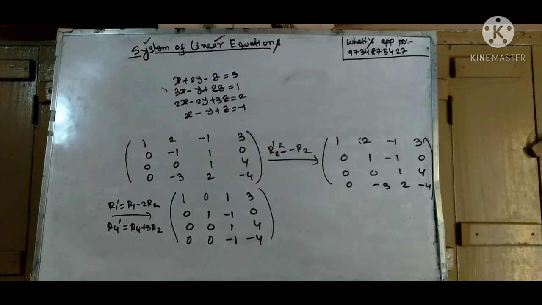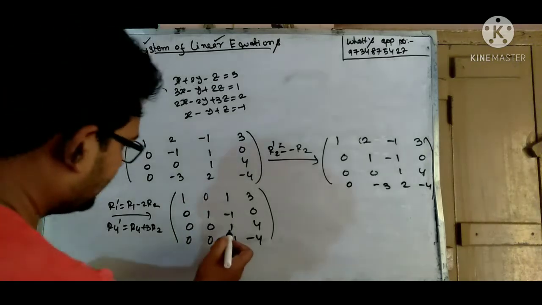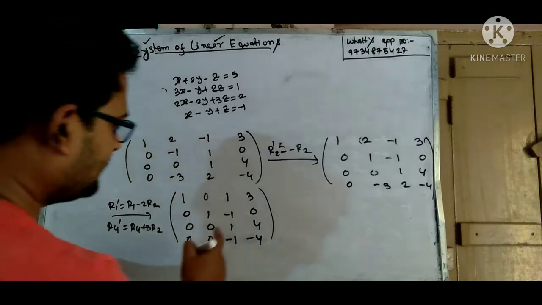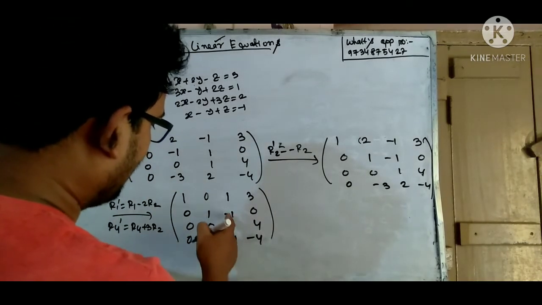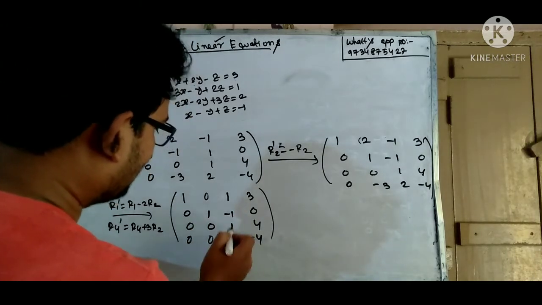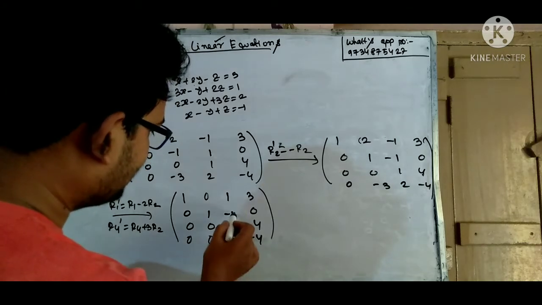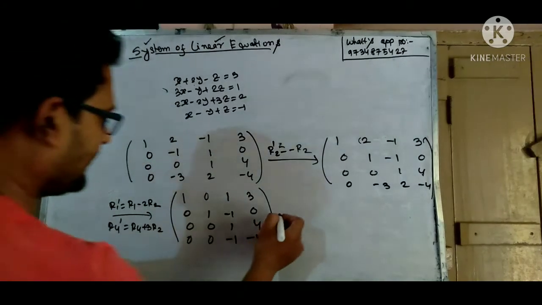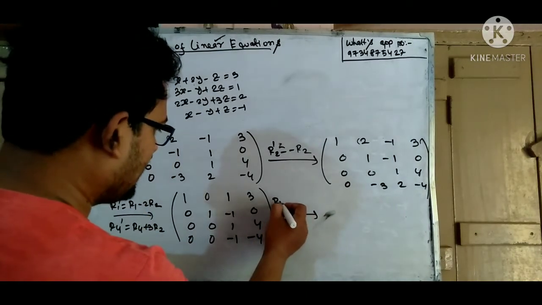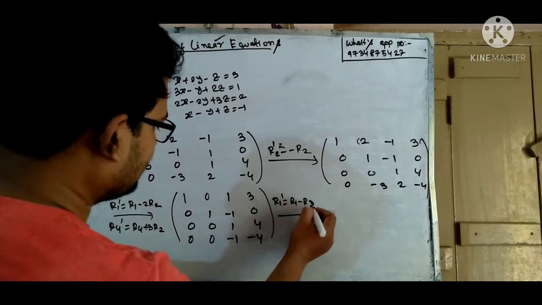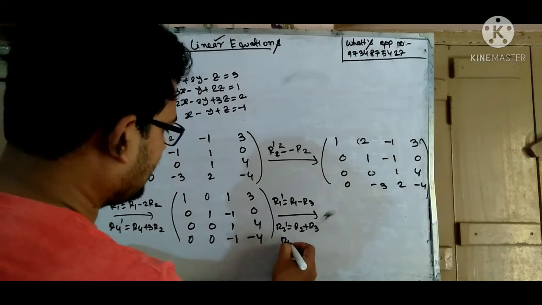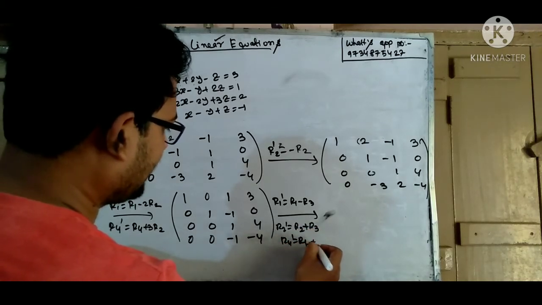Next, what will we apply? Now come to the third row. Here already the first non-zero element is 1. So this is the leading one. Now we will make the elements below and above 0. Elements below and above the leading one should be 0. So we have to make this element 0, this element 0, and this element 0. So what will we do? We have to apply R1 dash is equals to R1 minus R3, R2 dash is equals to R2 plus R3, and R4 dash equals to R4 plus R3.